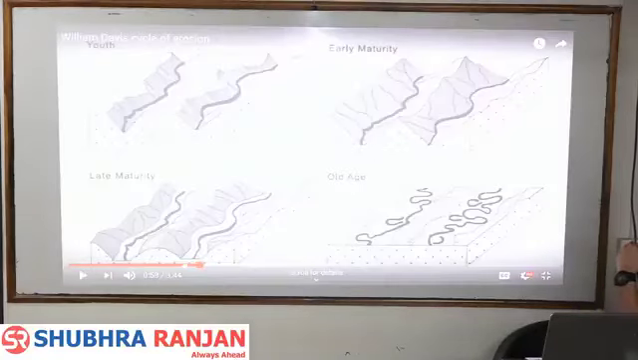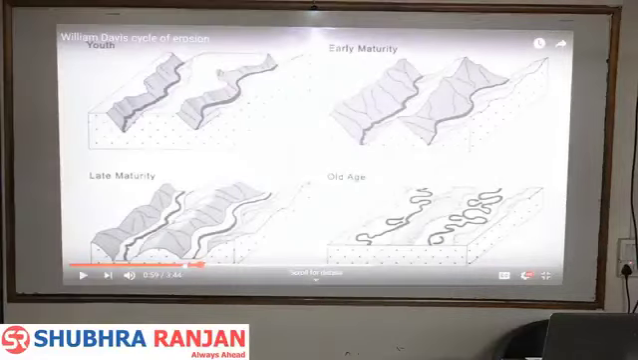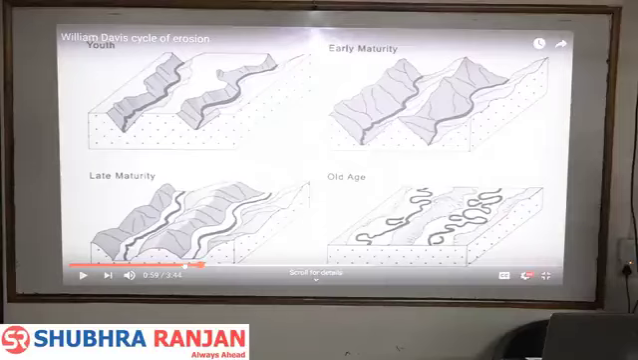Youth: can you see the river is cutting proper V-shaped valleys? V-shaped valleys can be formed only due to vertical erosion. Early maturity: again V-shaped valleys, a little fewer, and it has been replaced by lateral erosion. Late maturity: no V-shaped valleys.